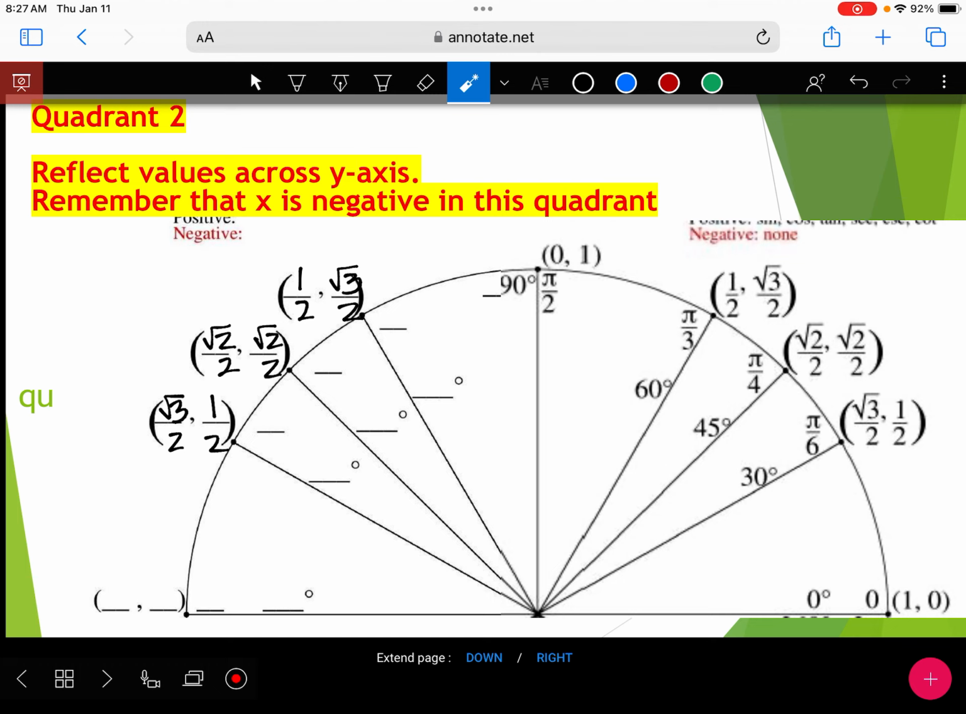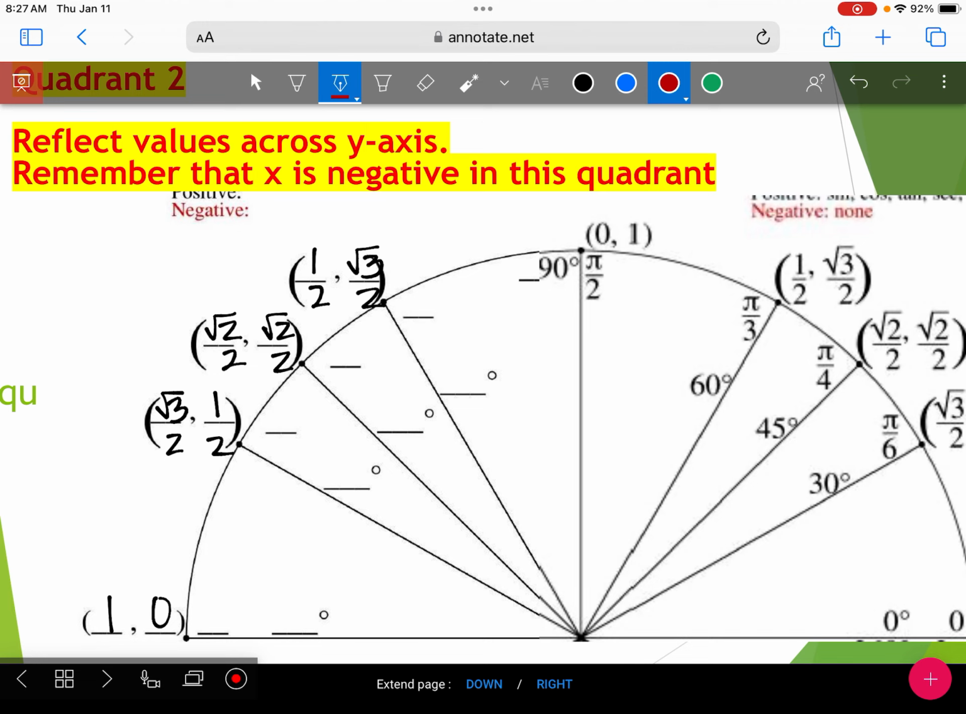Put your (1, 0). The only thing different about quadrant 2 is because I moved to quadrant 2, x is negative. Okay? So I want you to put a negative sign in front of all the x values. Just the x values. I'm going to make mine in red so they kind of stick out. They're negative. So in quadrant 2, cosine is negative. Remember, x is cosine.